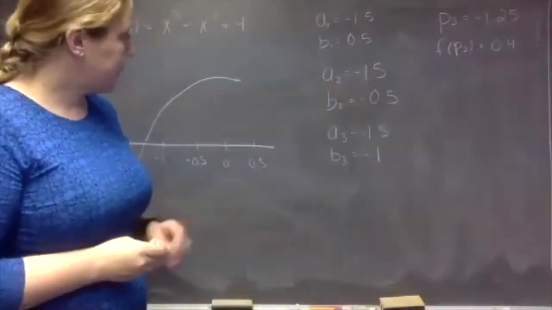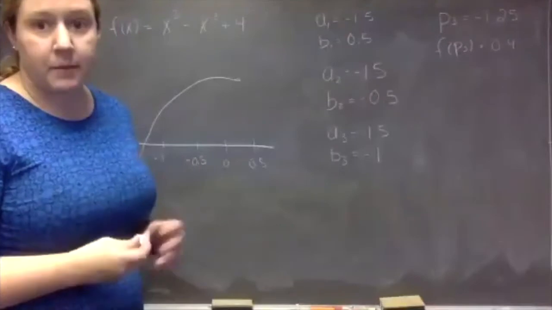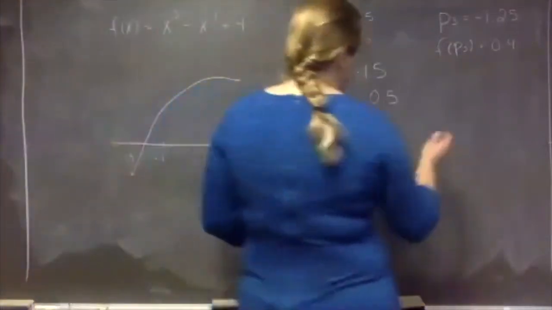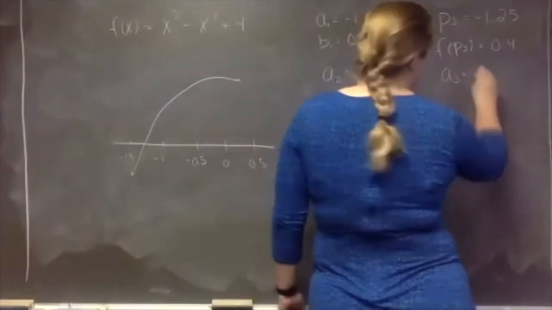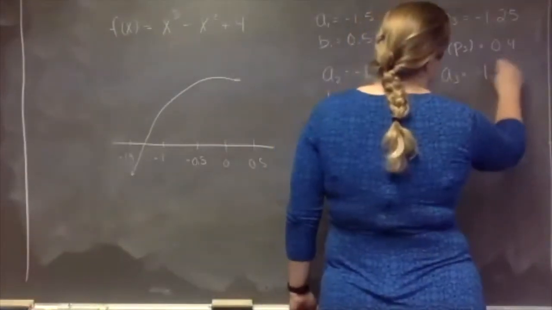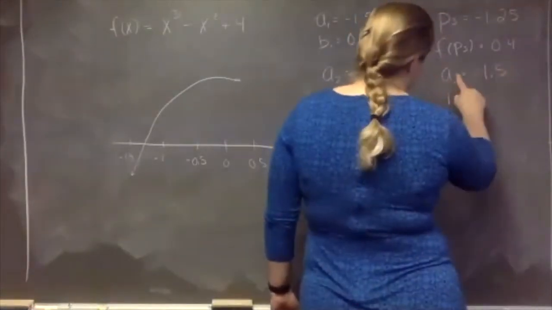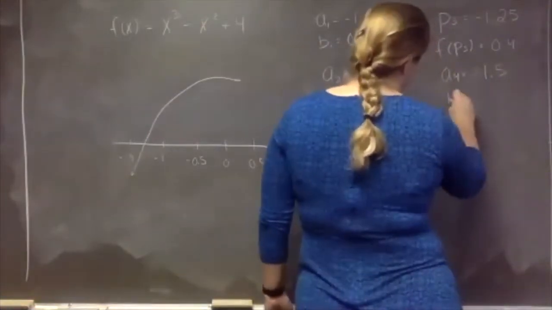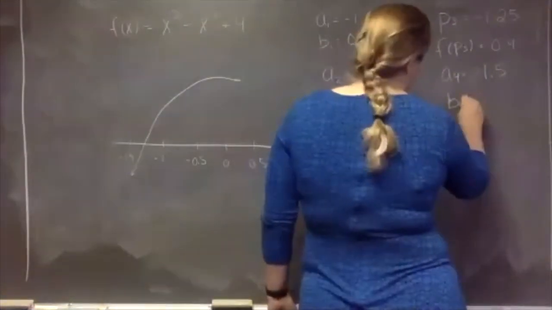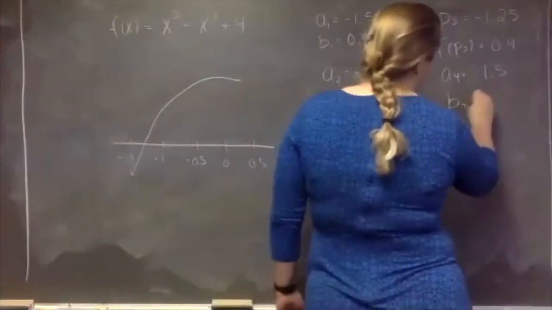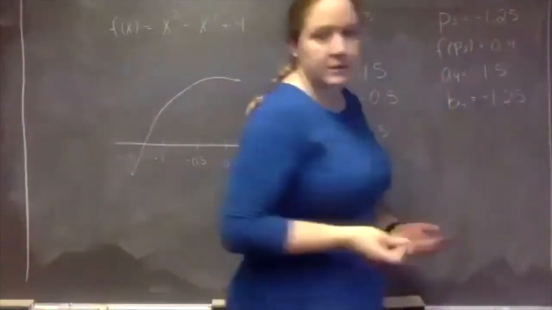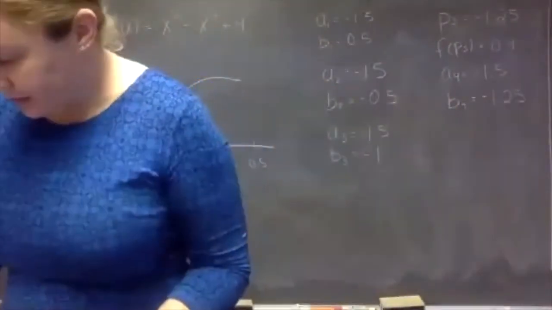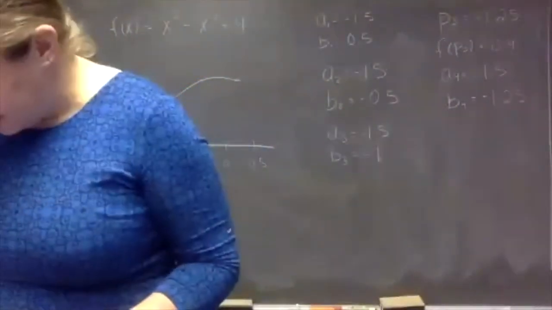So remember, the b's in this case are taking on the positive values. So A3 again remains the same. And sorry, this is A4. We're in step 4. B4 is now negative 1.25. So it's now this new value. Okay, let's take it one step further.